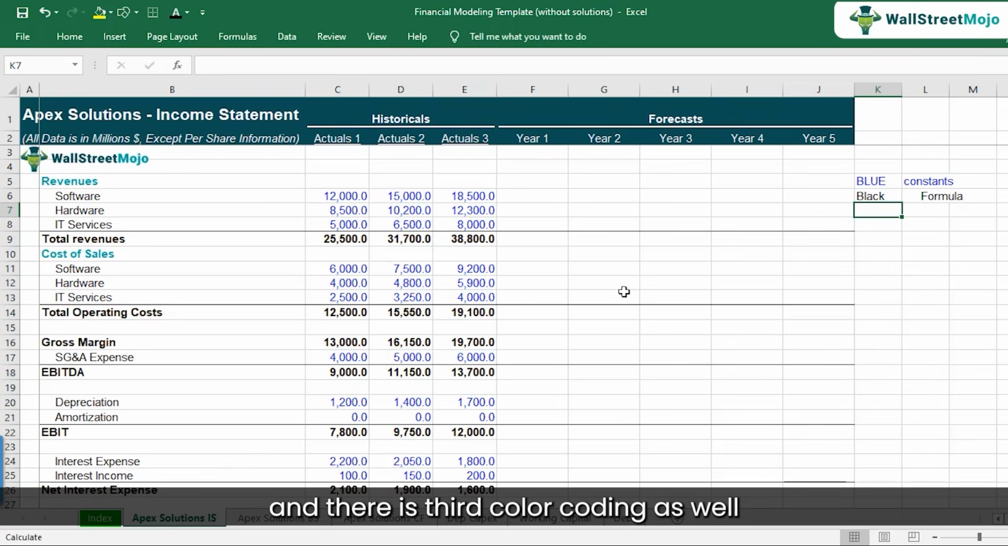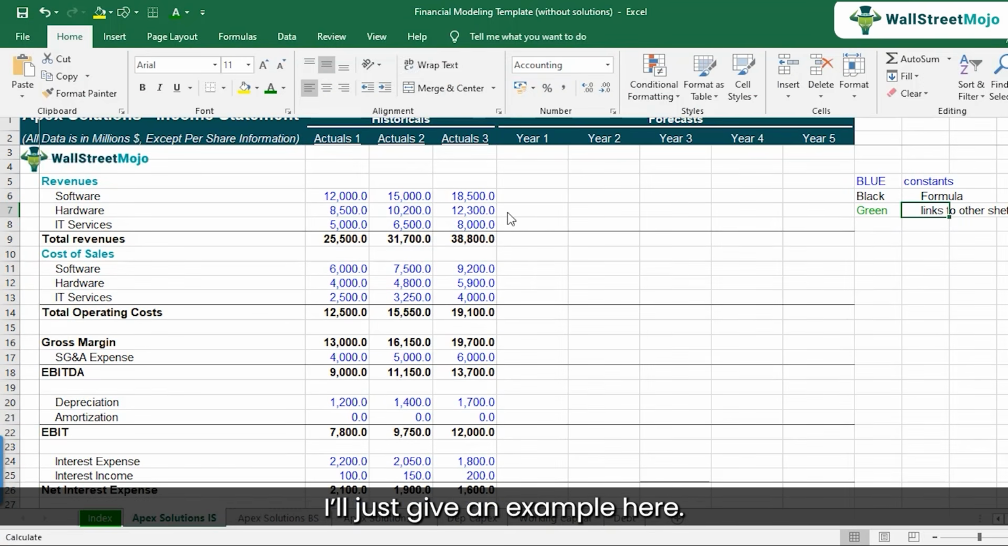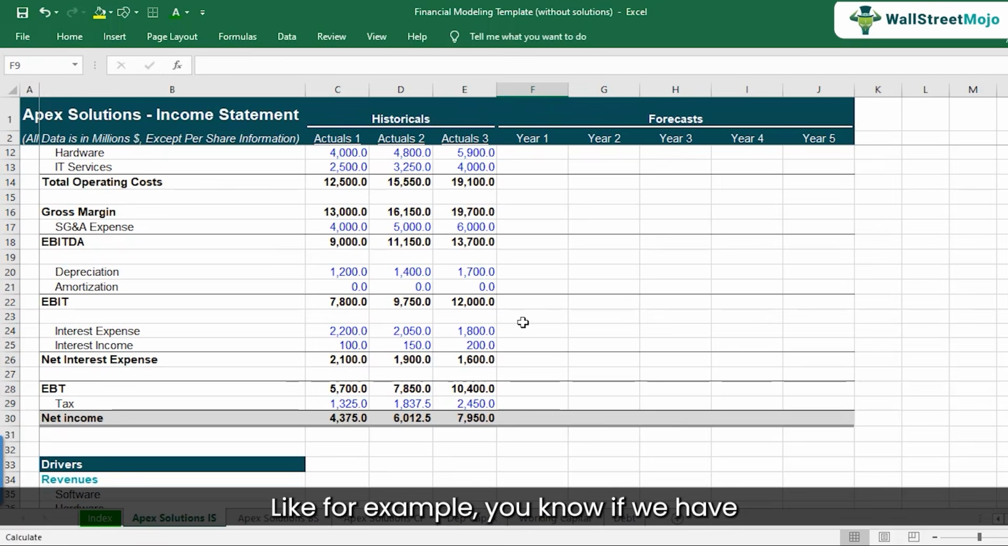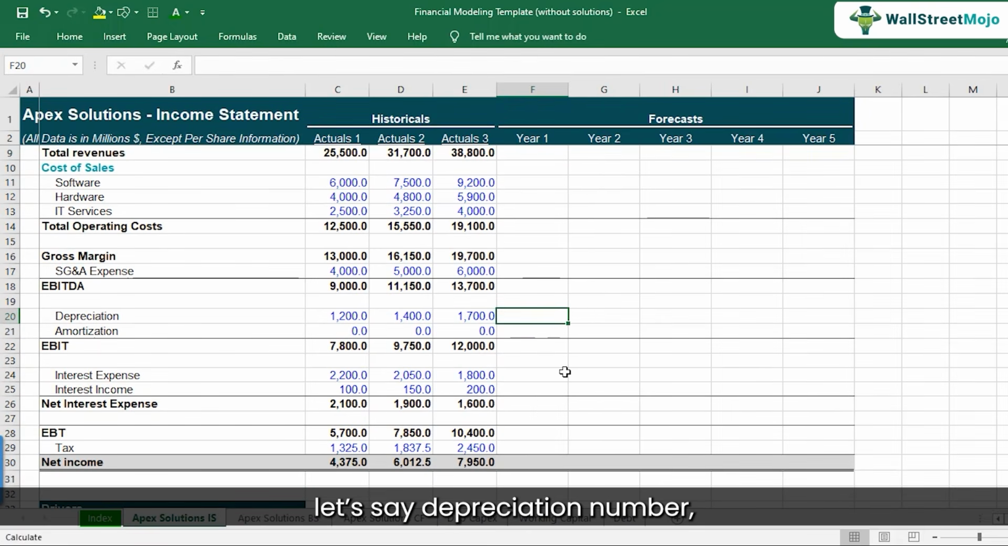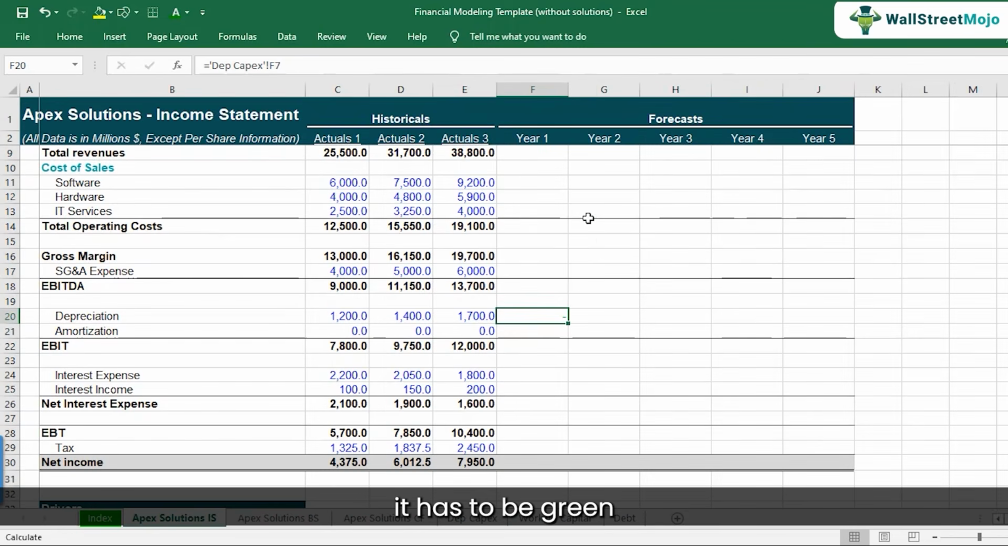And there is a third color coding as well, and that's green. You can use or choose any type of green as such. This is basically for links to other sheets. So what do we mean by links to other sheets? I'll just give you an example here. For example, let's say we have a depreciation number, and it's coming from this sheet, depreciation and capex. When we are linking it from here to, let's say, here, then it has to be green color coded. Whatever number I put here should be green in color so that I know that this is coming from another sheet like this.